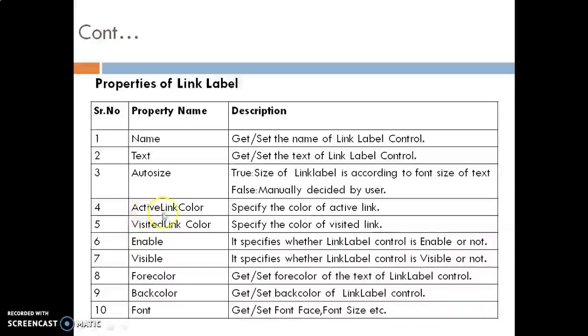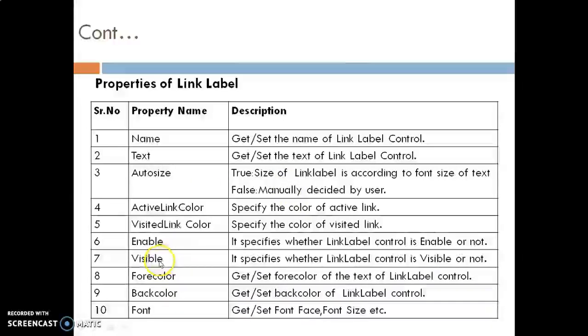Then next property is active link color. It specifies the color of active link of link label control. Then visited link color. It specifies the color of visited link. Next is enable. It specifies whether the link label control is enabled or not. It has two values, true or false. If the user selects the value true, then user can interact with the control. If user selects enable value as false, then user cannot interact with the control.